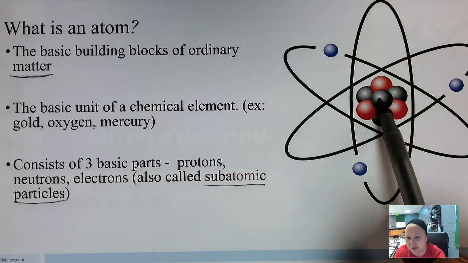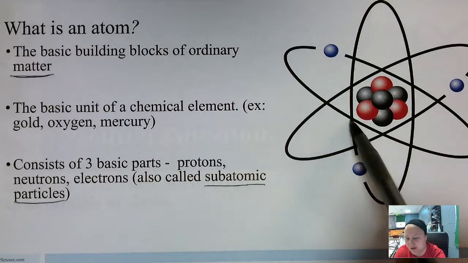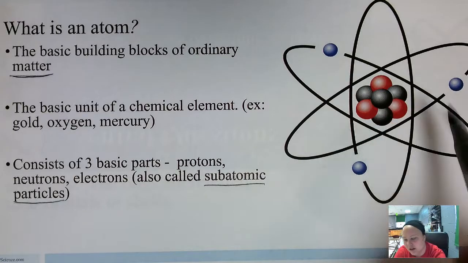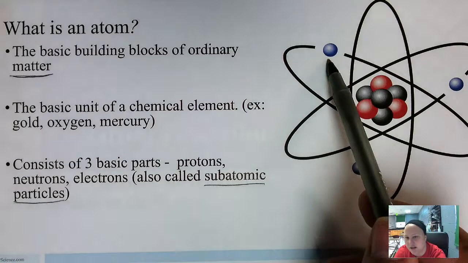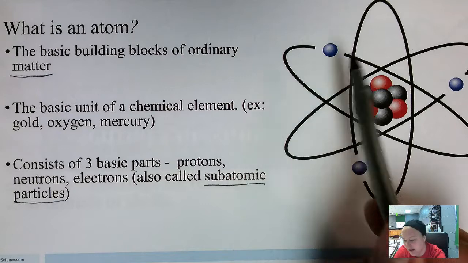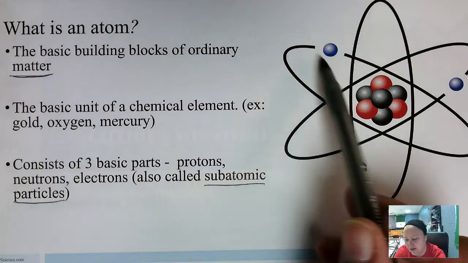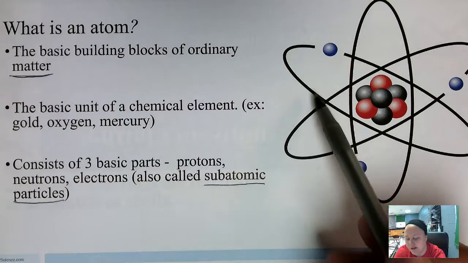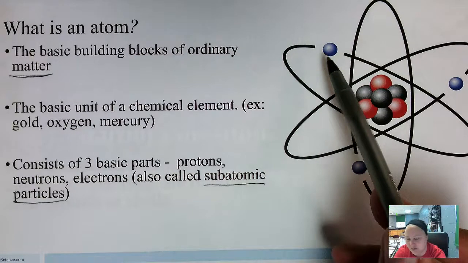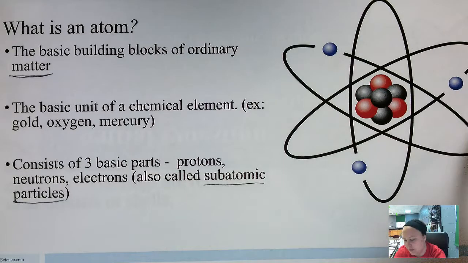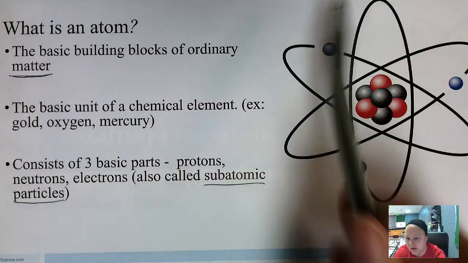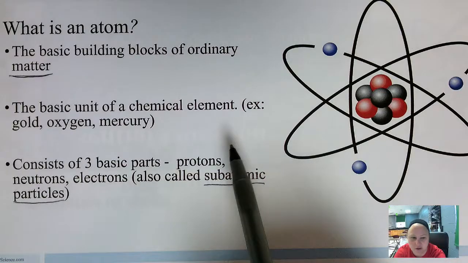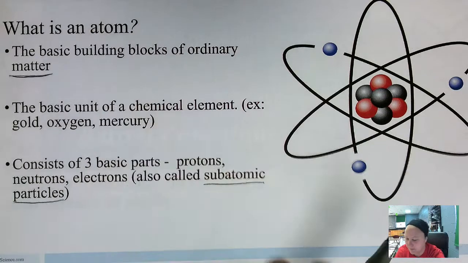Now, your protons and your neutrons are in the nucleus here. The nucleus is the center of an atom. And your electrons are out here, and when you get more advanced chemistry, these are called shells, and each shell has an amount of electrons it can hold. But for right now, we're just going to say they're in their electron cloud. But these are the subatomic particles that make up an atom.